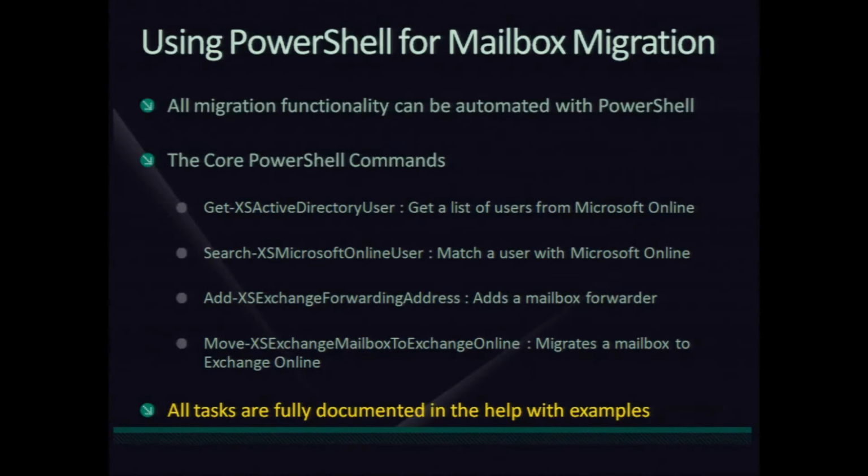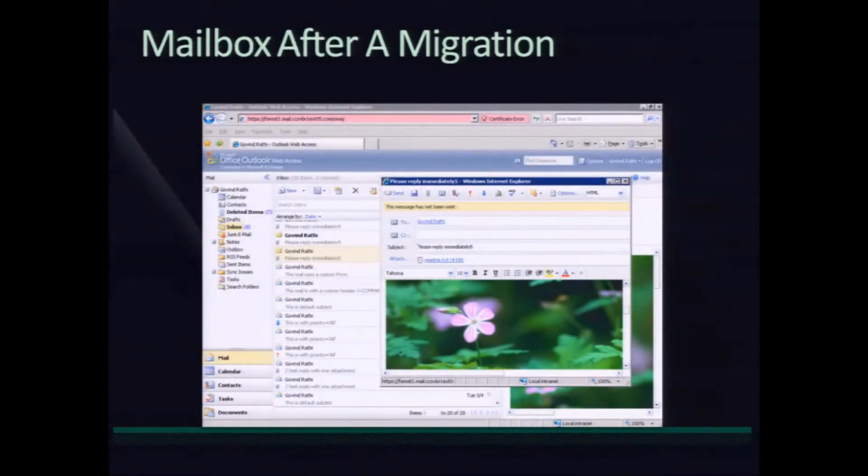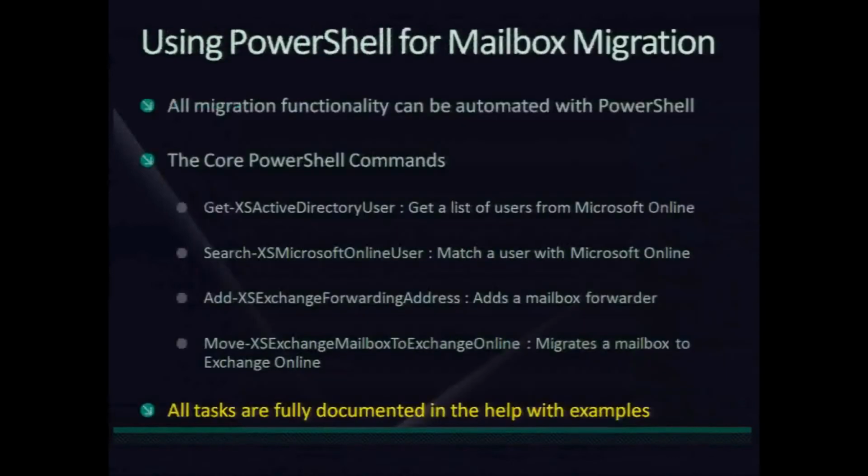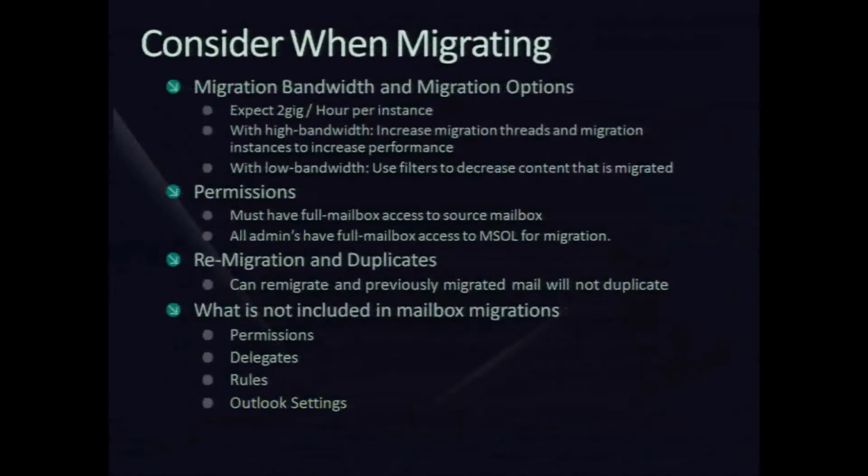All right, I know I've gone quickly through this because I want to get to the Domino stuff. We were just talking about bandwidth. Consider your permissions. We do support remigration, so you can migrate and remigrate again, and when you remigrate, we will not duplicate. And also think about what's not included. These are the 4 things we don't migrate. We don't migrate permissions. We don't migrate delegate settings. We don't migrate rules, and we don't migrate Outlook settings. So after a migration, someone will need to reset Outlook, and they will need to reconfigure their rules and any settings that they have had.